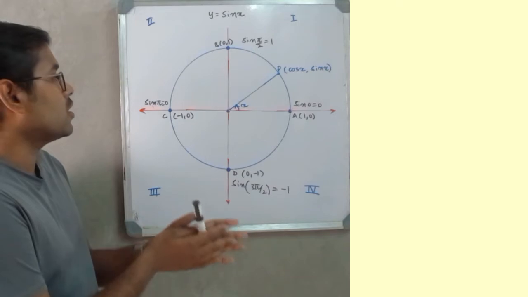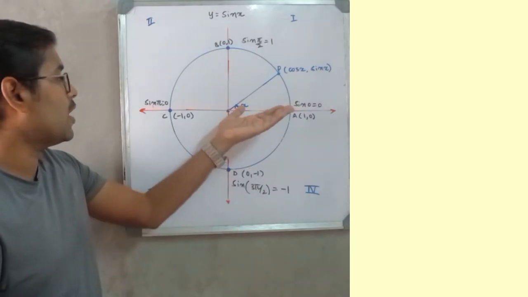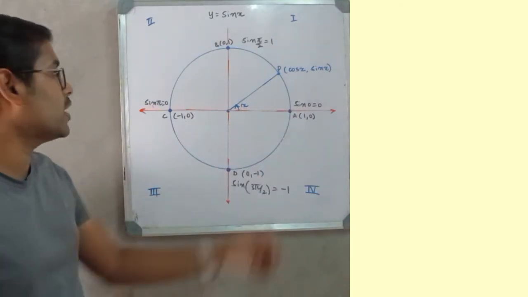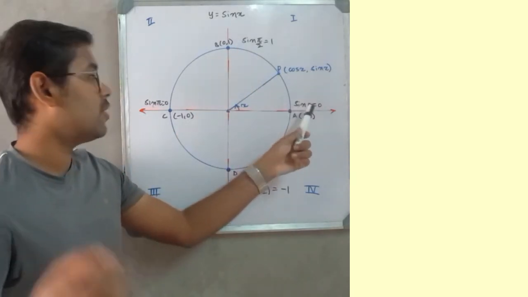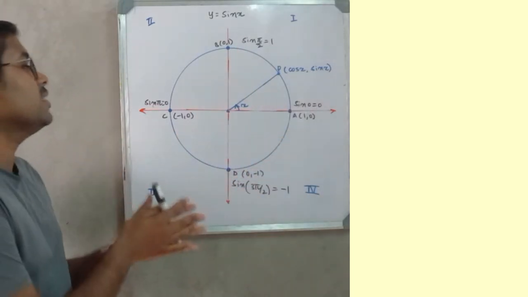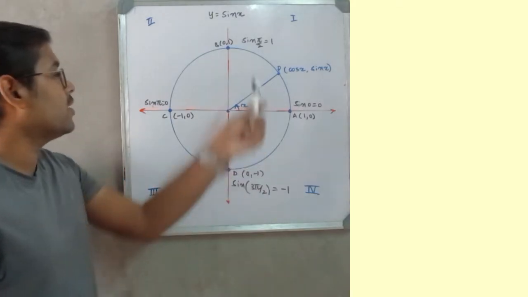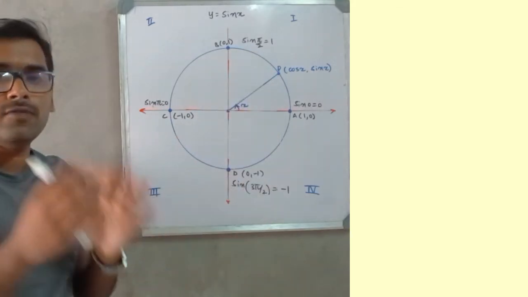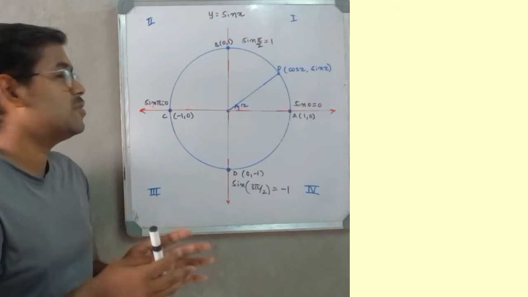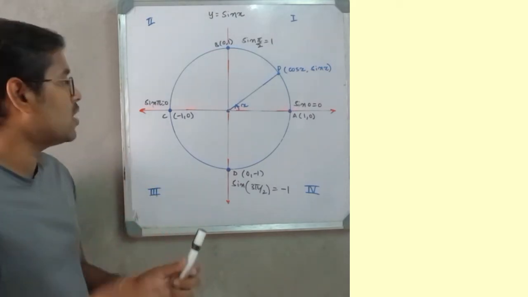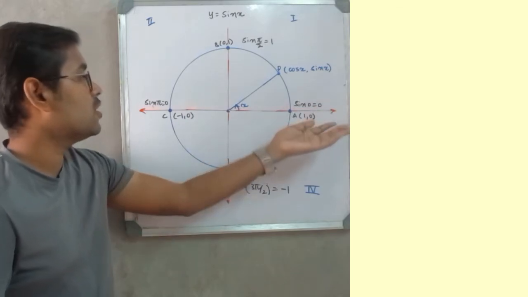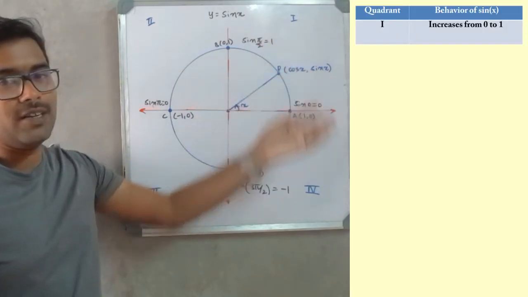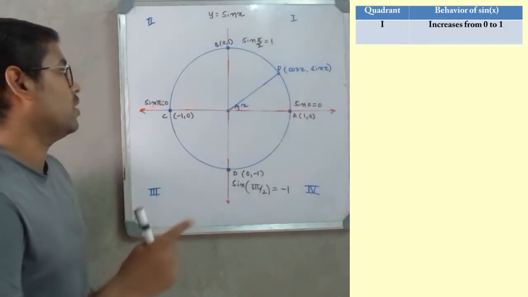Now in the first quadrant, if you observe here, the value of x varies from 0 radian to pi by 2 radian. At x is equal to 0, the value of sine is 0, which means sine 0 is 0. And at x is equal to pi by 2, the value of sine is 1, which means sine pi by 2 is equal to 1. Now in the first quadrant, the value of sine x increases from 0 to 1.